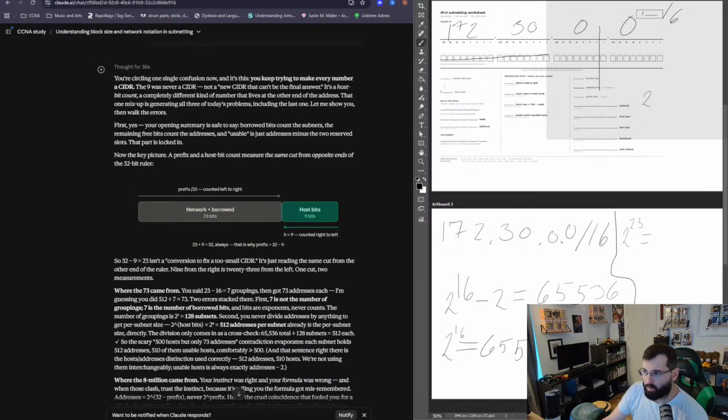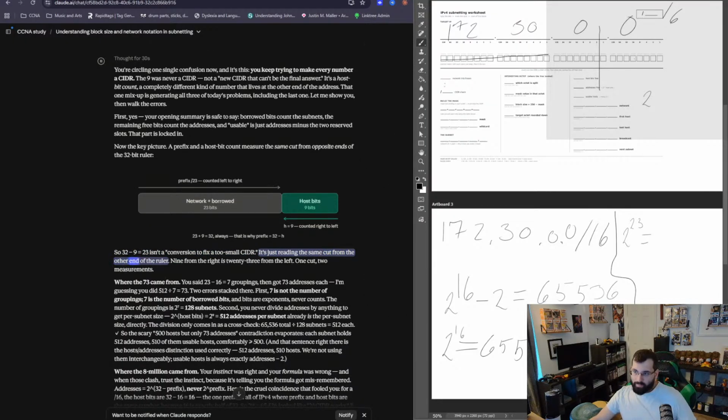Okay, keep going. The 32 minus 9 equal to 23 isn't a conversion to fix a too small CIDR. It's just reading the same cut from the other end of the ruler. 9 from the right is 23 from the left. Okay, so I was counting 9 as the new CIDR, but that's not it. It was actually 23. It's starting to kind of come together.